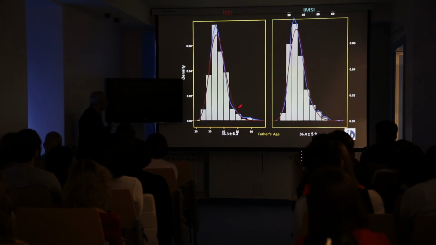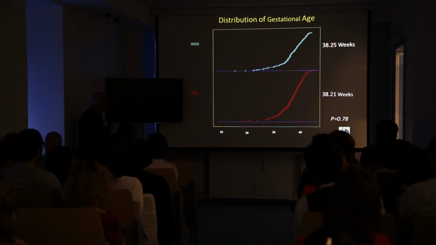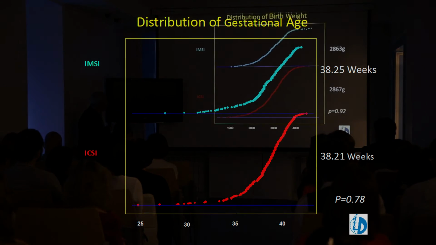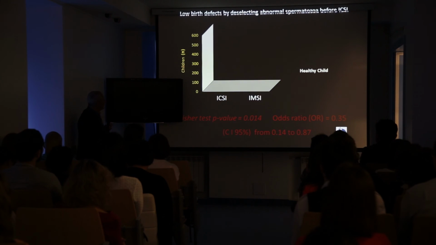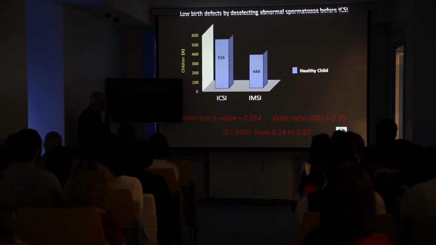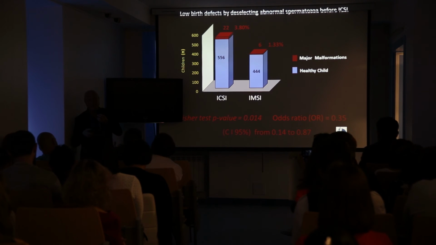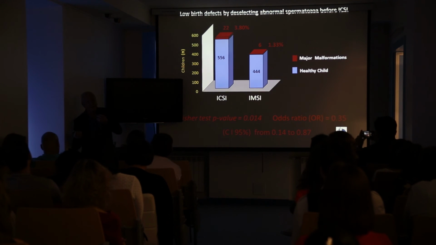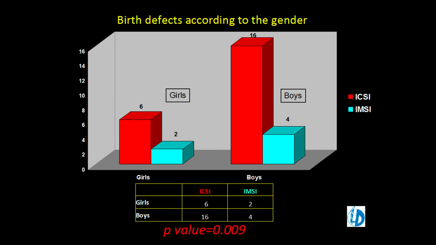Looking at the mother age, it is the same on the two arms. For the father age, the same on the two arms. For the gestational age, the same, no difference. For the birth weight, no difference. But when we look at the rate of malformation, in ICSI we have 3.8%, and in IMSI you have 1.3%. And we know that in natural spontaneous conception, the rate of abnormality in ART in general, IVF or ICSI, is around 3.5 or 4%. And with this, we can go under.